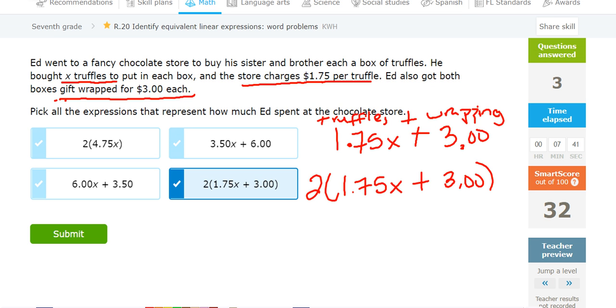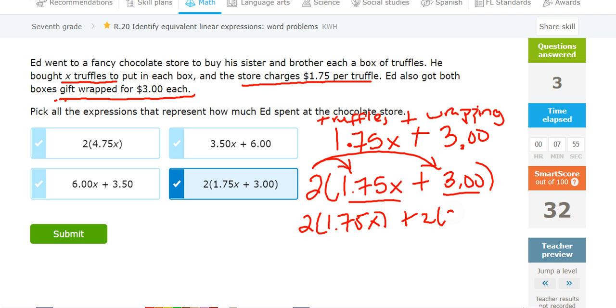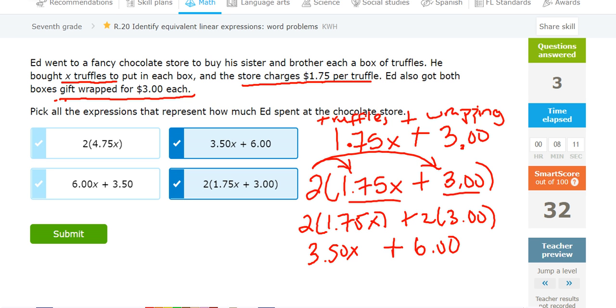Now, we always look to see if we can simplify. Since we can't combine the 1.75x and the 3, we can distribute the 2. So that's 2 times 1.75x plus 2 times $3. Now 2 times 1.75 is 3.50, so 3.50x. And 2 times 3 is $6. And so now I found another answer: 3.50x plus $6.